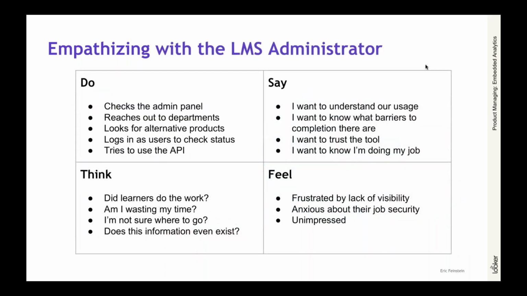So here's an example. Once we did those exercises, we ended up with what we call an empathy map, which is really understanding again the statements your customers are making and things that they're doing. They're checking the admin page. They're reaching out to departments, and this is all again trying to find maybe compliance numbers. They want to understand who's using the product and the barriers to completion so that they can fix those and get higher compliance. They're thinking about, did the learners even do their work?